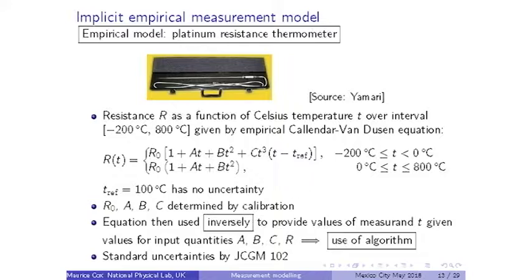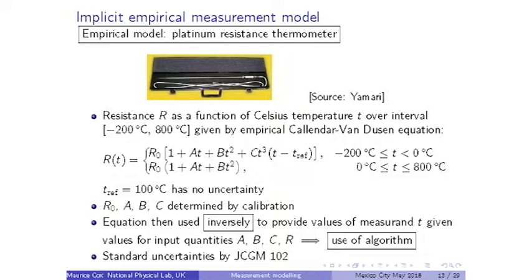This is a model of a platinum resistance thermometer giving resistance as a function of Celsius temperature T over an interval, quite a large interval, minus 200 degrees Celsius to 800 degrees Celsius. An empirical formula is known as the Callendar-Van Dusen equation given there. So you see this empirical formula has a different form over two subintervals of the total interval of length 1000 degrees Celsius.